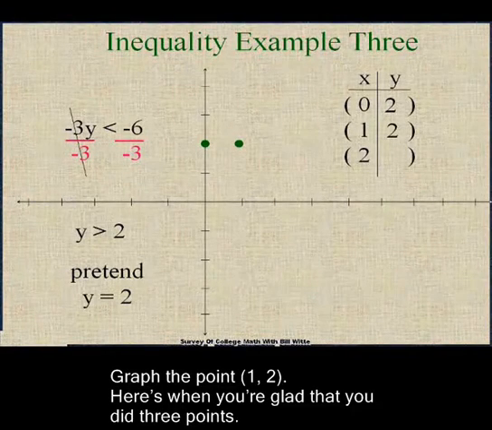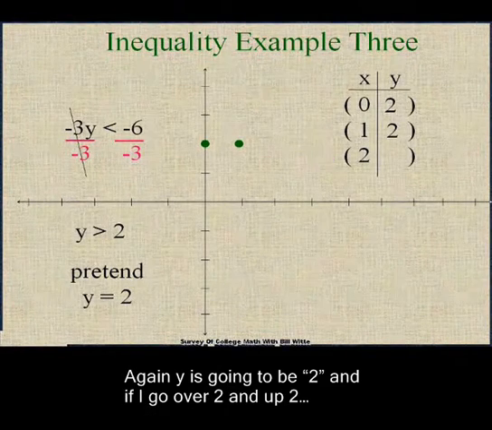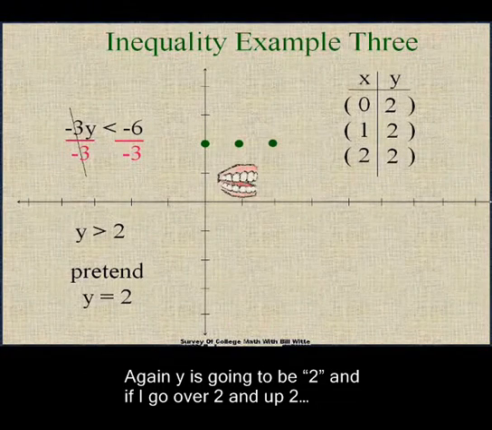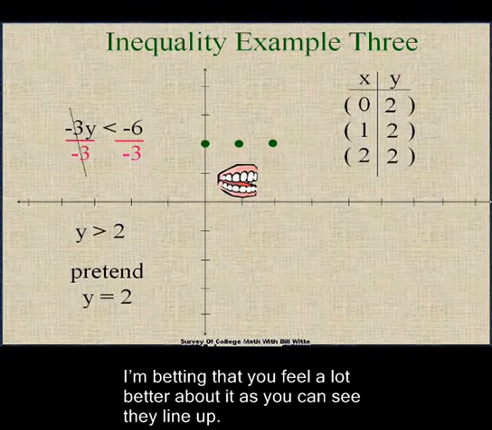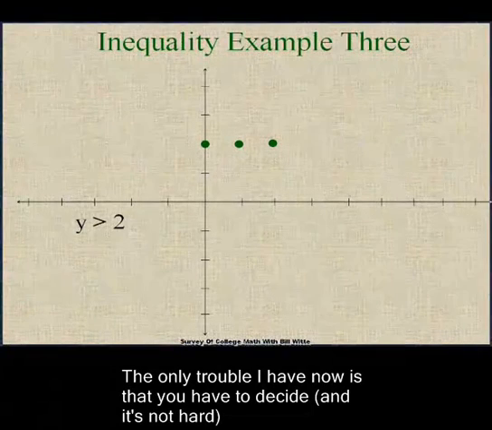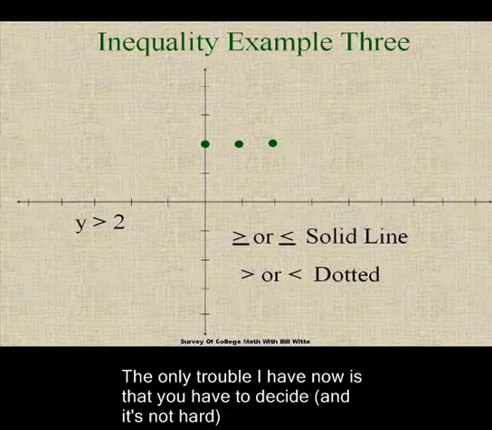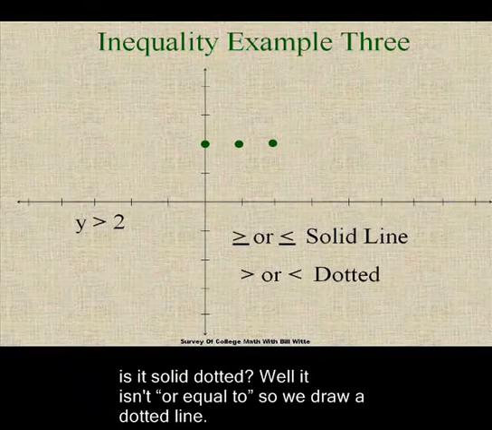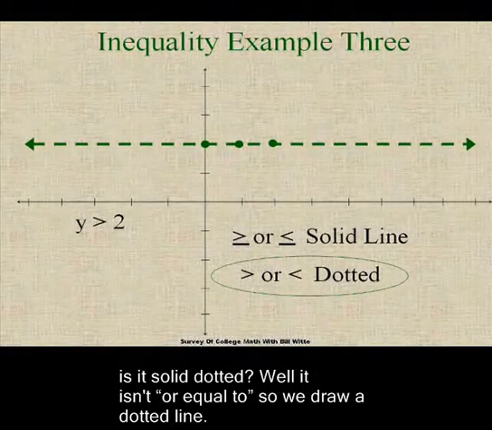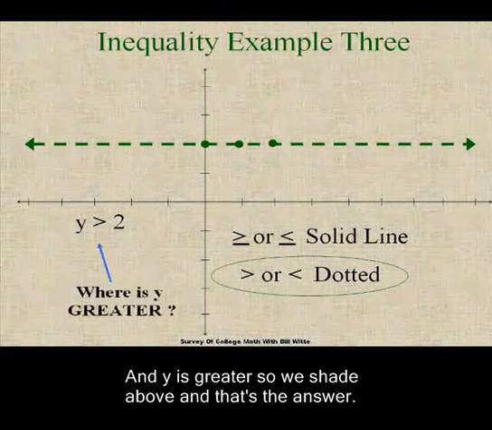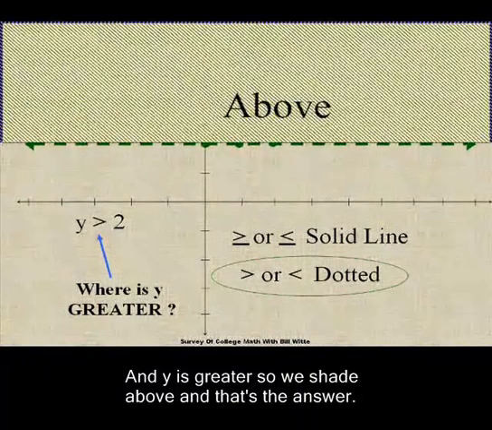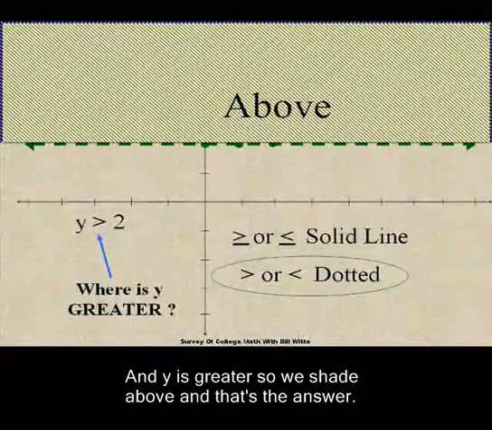And here's where you're glad you did 3 points. Because here again, y is going to be 2. And if I go over 2 and up 2, you feel a lot better about that because you can see they line up. The only trouble you have now is you have to decide, and it's not hard, is it solid or dotted? Well, it isn't or equal to, so I'm going to draw the dotted line. And y is greater, so we just shade above. And that's the answer. Okay?